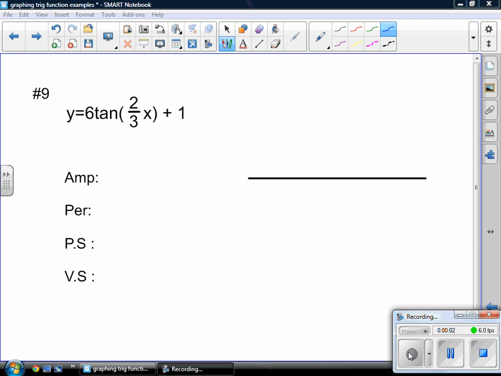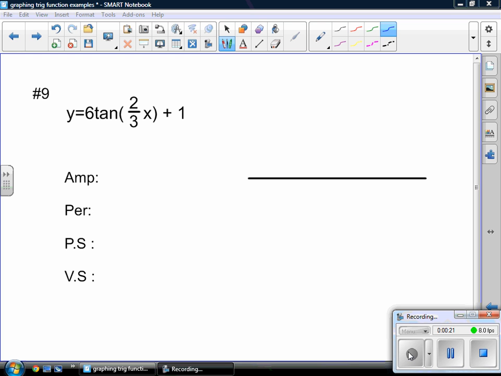Alright, here we have one last trig function that we're going to graph. This one is tangent. You may have seen tangent in class, you may not have. If you haven't, I wouldn't worry about this problem. So this is the work in the worksheet, it's problem number 9. If you do have tangent, probably if you're in honors, we've talked about tangent before.